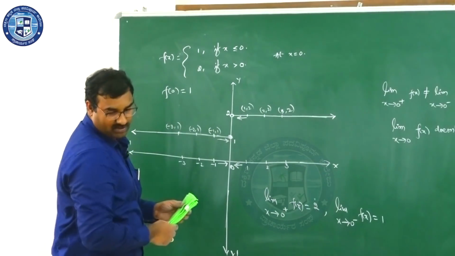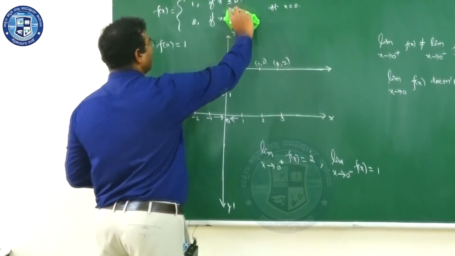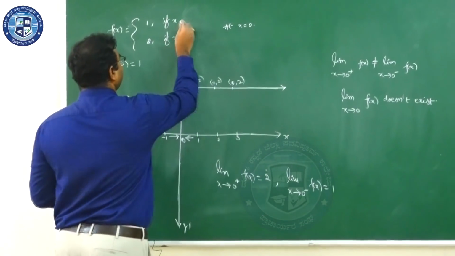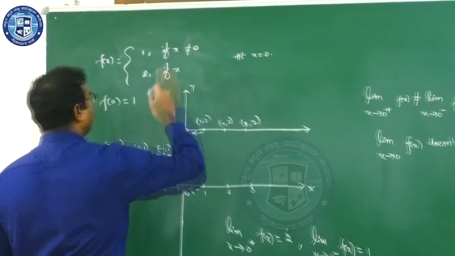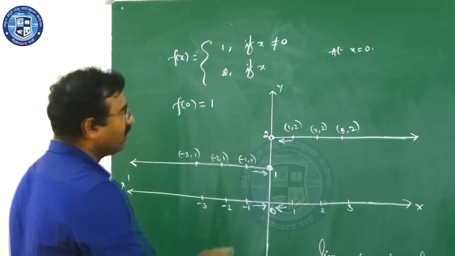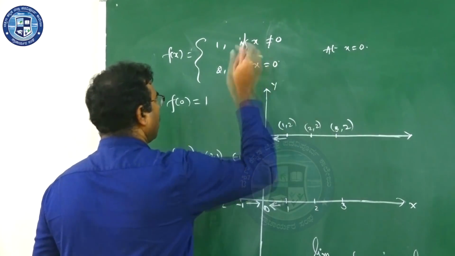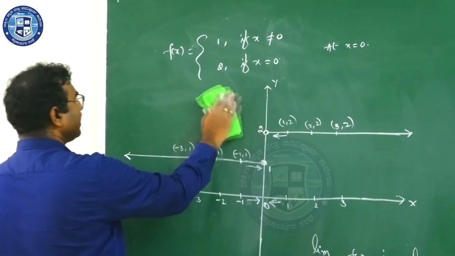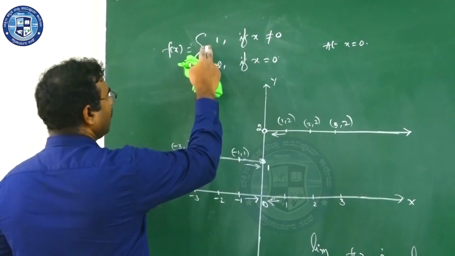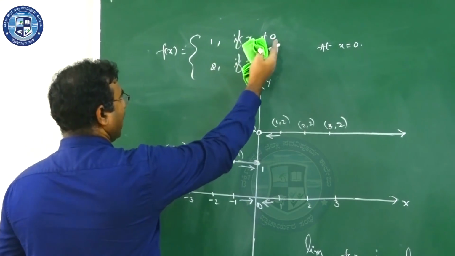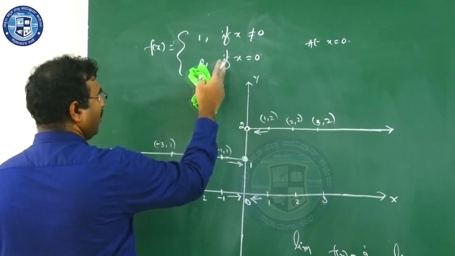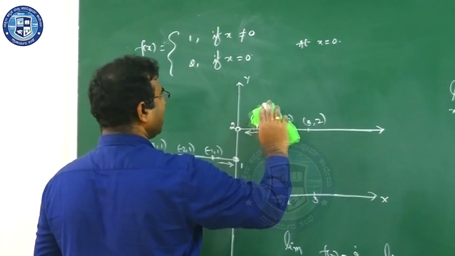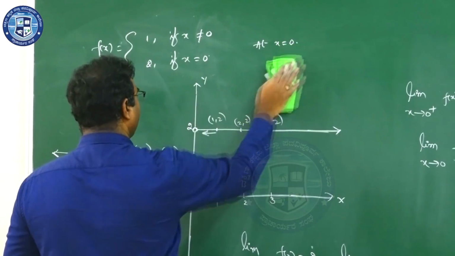f(x) is equal to 1 if x not equal to 0, and it is 2 if x equal to 0. Okay. Another example I have taken like this. f(x) equal to 1 if x not equal to 0, f(x) is 2 if x equal to 0. We will discuss this continuity at x equal to 0 now.